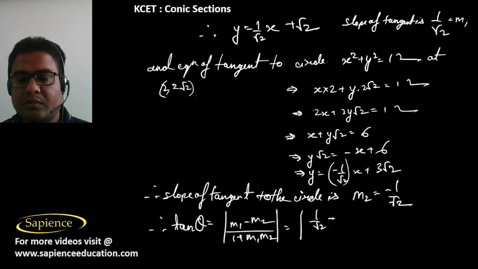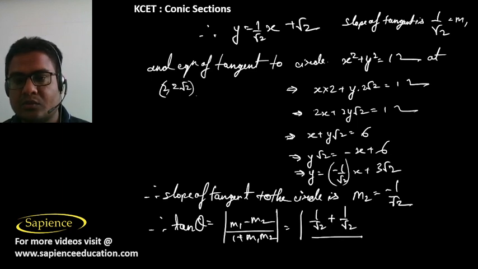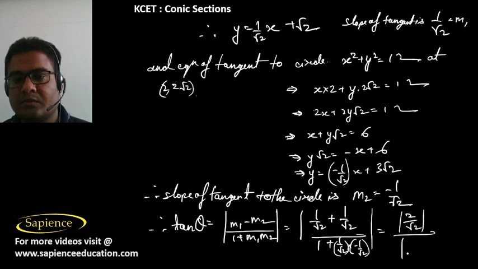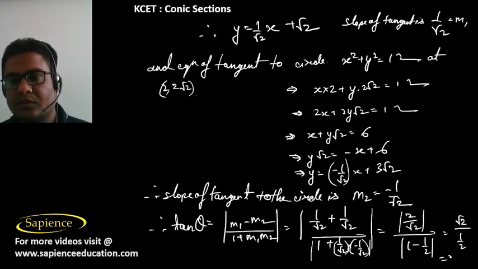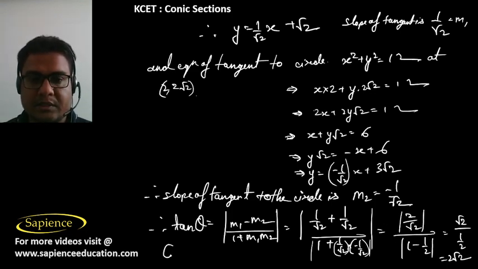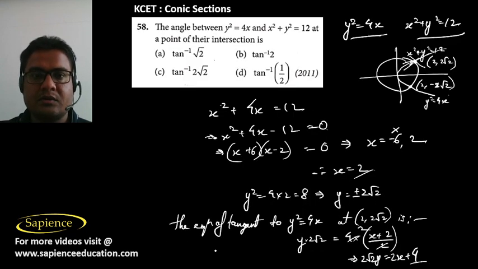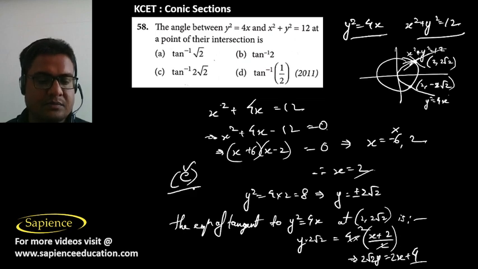So m1 is 1 by root 2, and m1 minus m2 is 1 by root 2 minus of minus 1 by root 2, that is plus 1 by root 2, by 1 plus 1 by root 2 into minus 1 by root 2. So this will be 2 by root 2 divided by mod of 1 minus half. So 2 by root 2 is root 2, divided by half, that is 2 root 2. So tan theta is 2 root 2, therefore the angle theta is tan inverse 2 root 2. So option C is the correct answer.